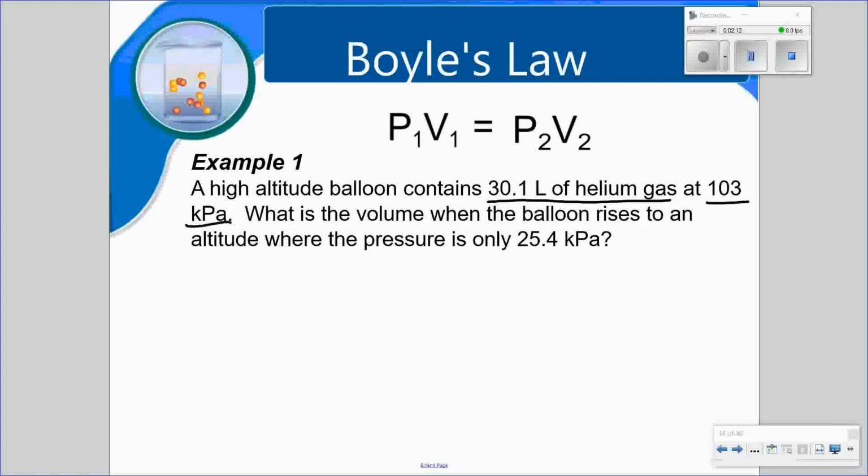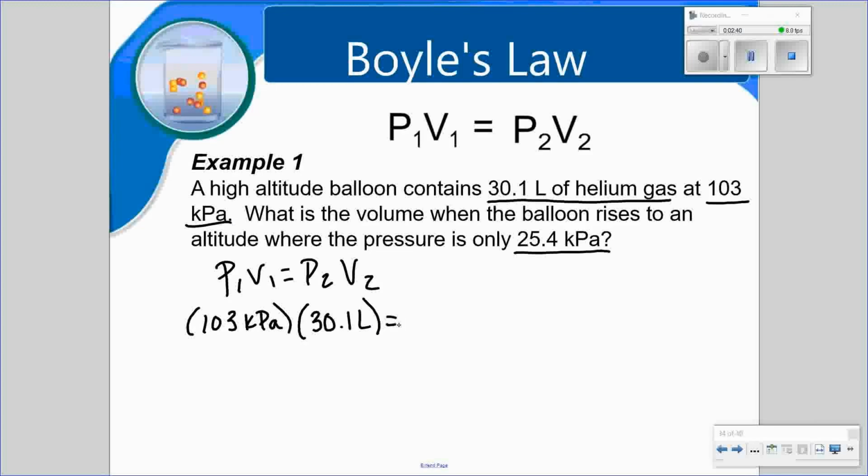I've got a pressure here of 103 kilopascals and a new pressure of 25.4 kilopascals. So my equation is P1 V1 equals P2 V2. My original pressure was 103 kilopascals. My original volume was 30.1 liters. My new pressure is 25.4 kilopascals. And I don't know my new volume, so I'm going to leave that as the variable V2.